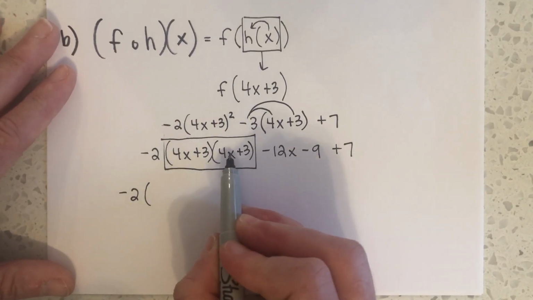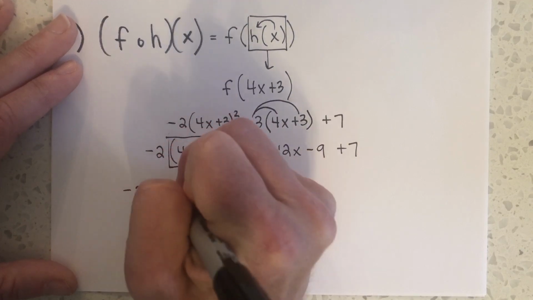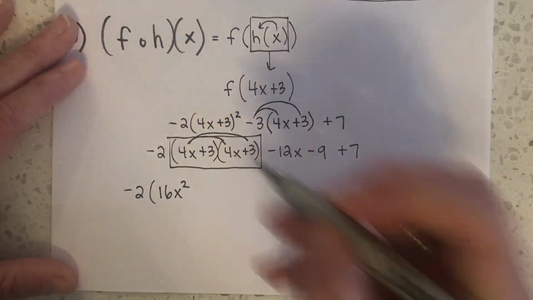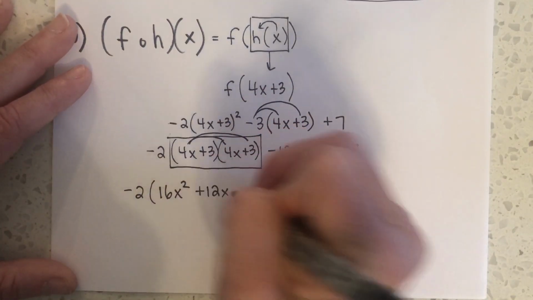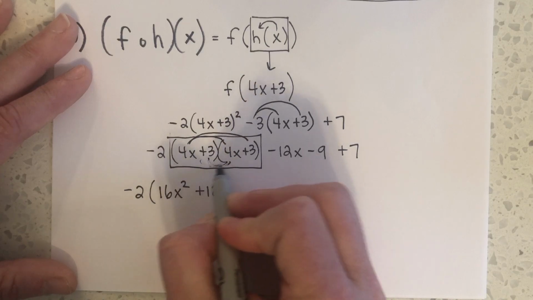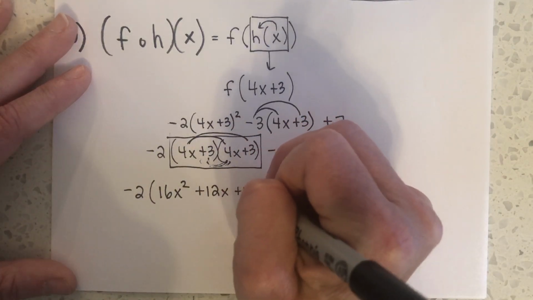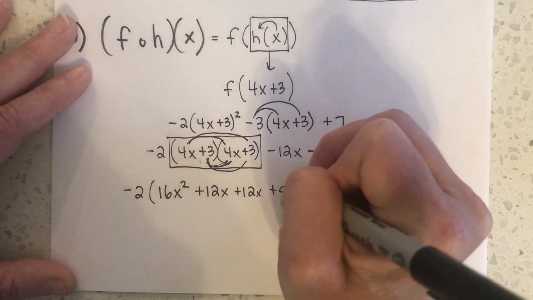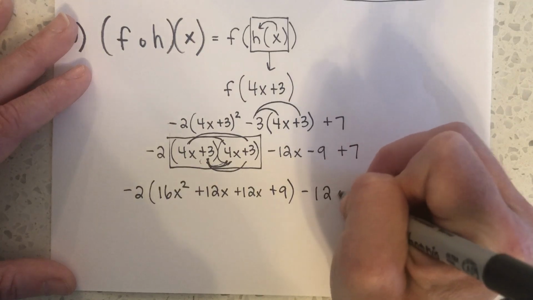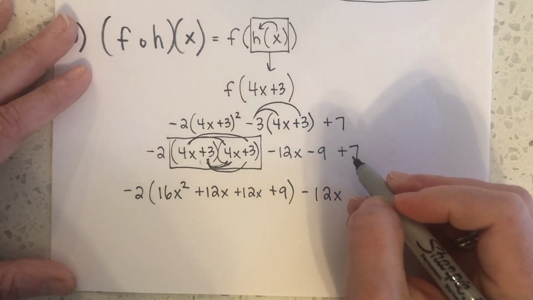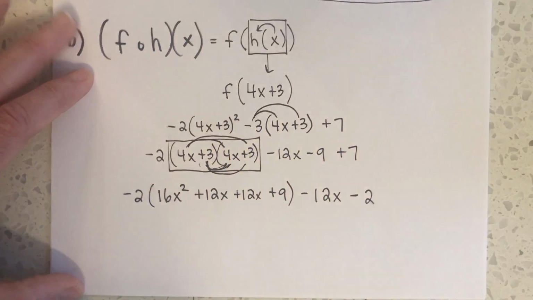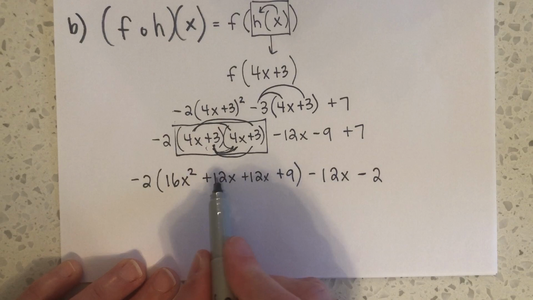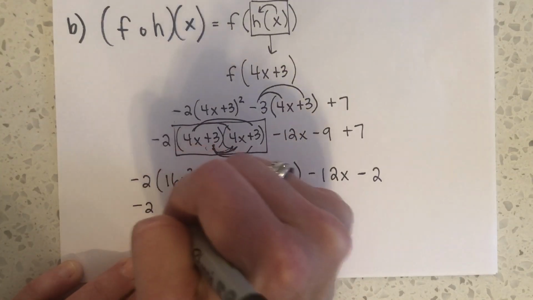So what's 4x times 4x? 16x squared. What's 4x times 3? 12x. All right, what's 3x times 4? That's another 12x. And then 3 times 3 is 9. And then don't forget to bring down your minus 12x. And if you want to, negative 9 plus 7 is really negative 2 if you want to start combining as you go. All right, I have a little bit of OCD, so I like to combine these first before I distribute the negative 2. Make it smaller and easier to work with.